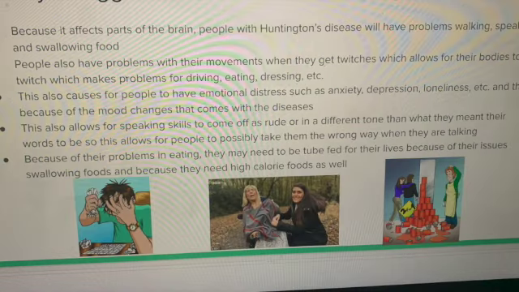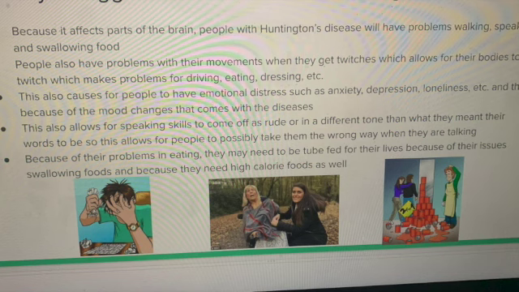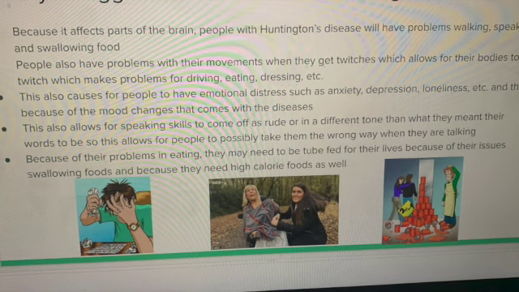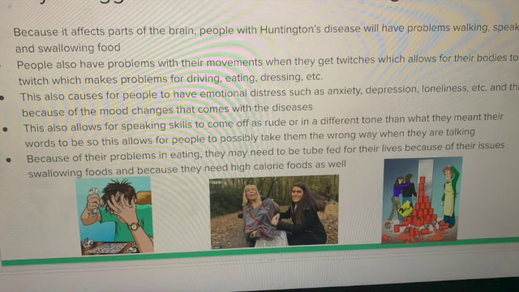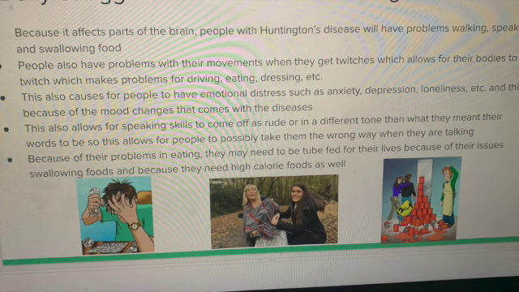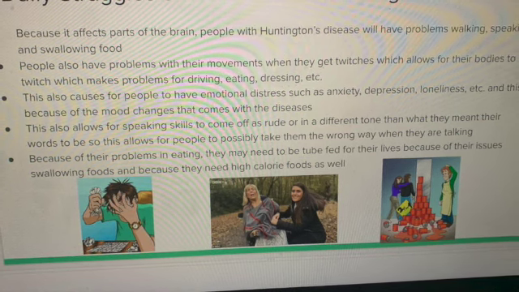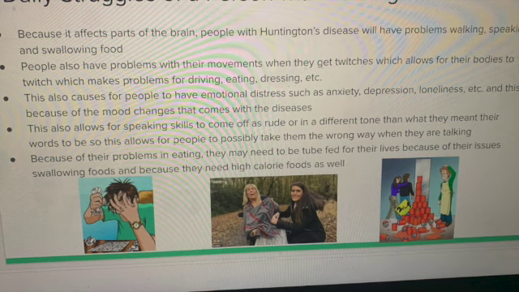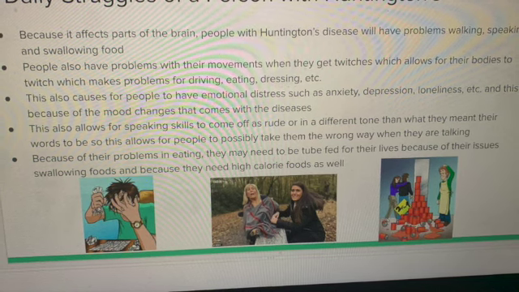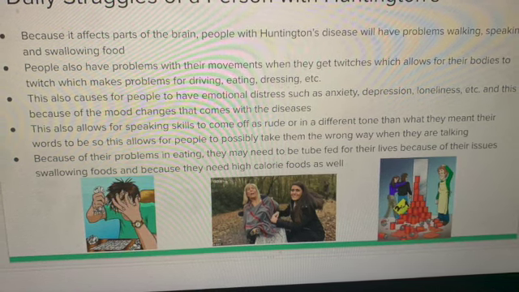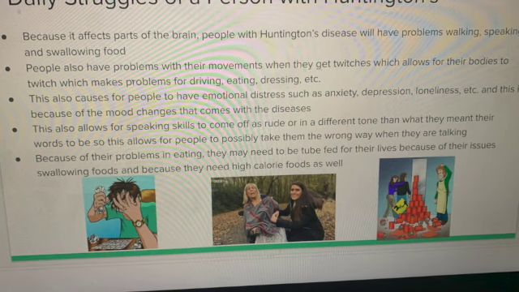So what are the daily struggles of somebody that lives with Huntington's disease? Because it affects part of the brain, people with Huntington's disease will have problems walking, speaking, and swallowing food. People also have problems with their movements when they get twitches, which makes their bodies twitch, which causes problems for driving, eating, dressing, etc.